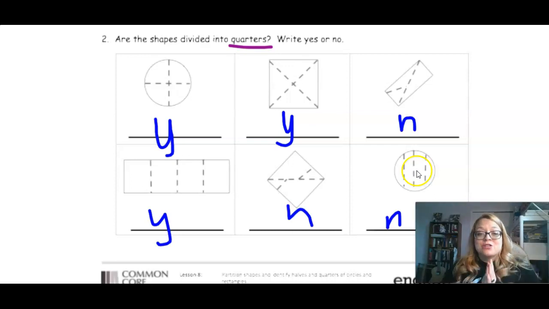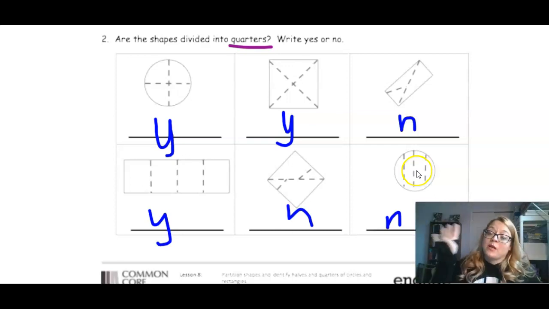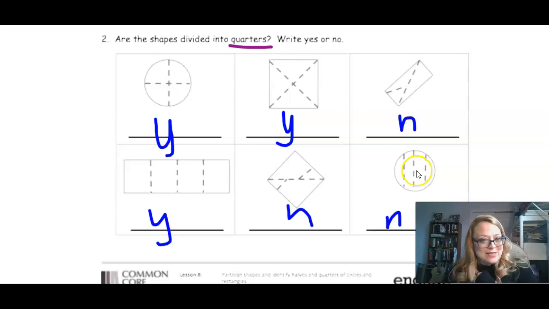All right, so I want you to keep in mind that we will be talking about halves, especially when we get to time, but you guys can do some more practice with this. Draw some shapes and see if you can cut them into 2 or 4 equal parts, and I will see you in my next one.